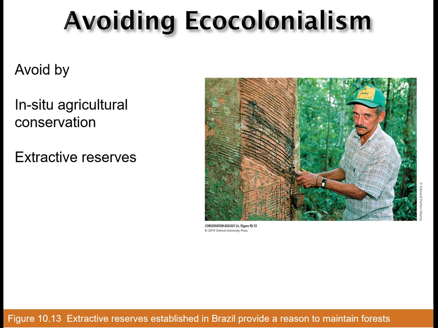by locals. The example in this picture is an extractive reserve in Brazil, in the forests, and what they're doing is getting latex from rubber trees. They cut the trees, and the latex flows out of those grooves and then gets processed to make natural rubber products.